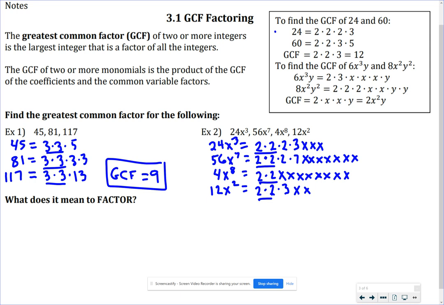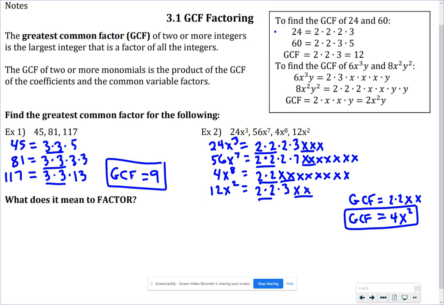And then how many factors of x do they have in common? Well, 2. Everybody has 2, right? So our GCF for this one is going to be 2 times 2, and then x times x. Or in other words, 4x squared is our GCF. And that is example 2.